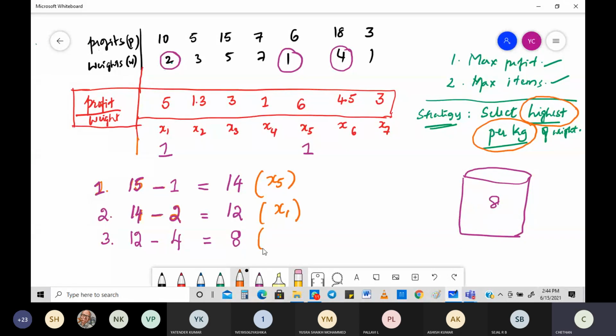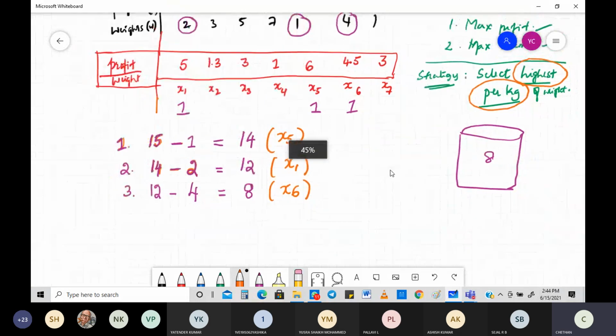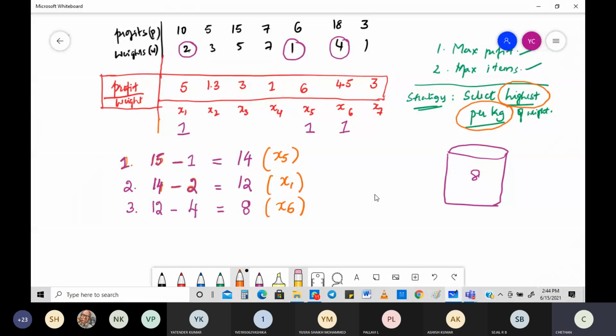Okay, which object did I put? I put the object of this one, which is nothing but 6th object. See, I put 6th object right here. So you can see very clearly that I'm trying to put maximum objects, maximum items, and also figuring out maximum profit. Okay, that you got to keep in mind.